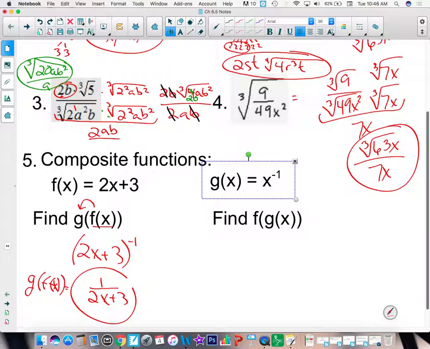Because this plus right there does not allow you to distribute an exponent. The only way you can do that is if everything is being multiplied, not addition or subtraction.